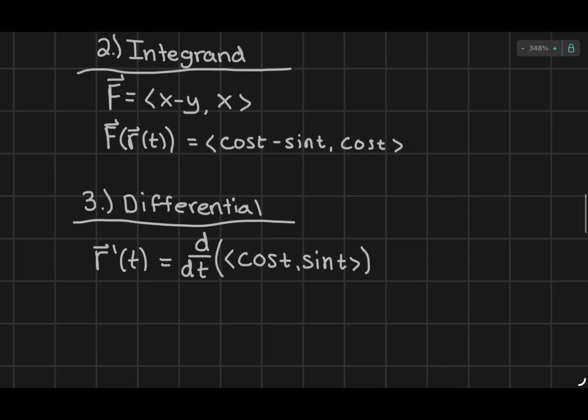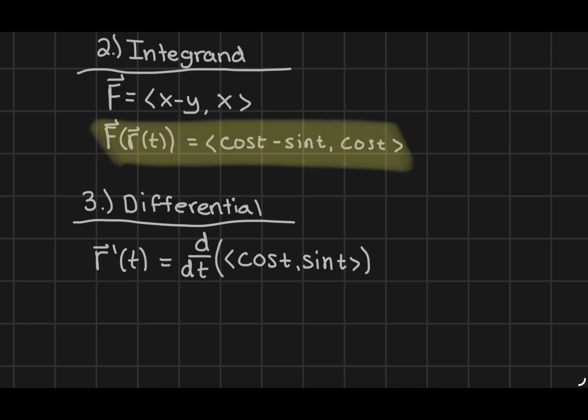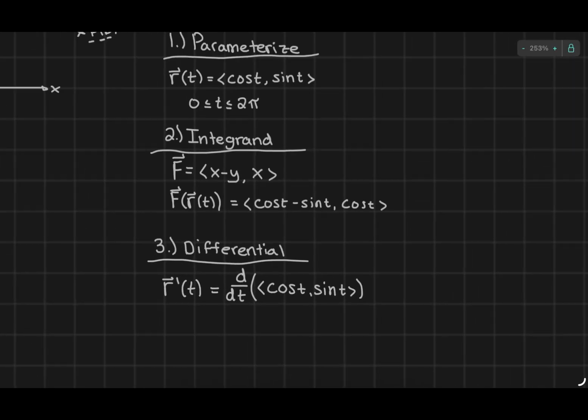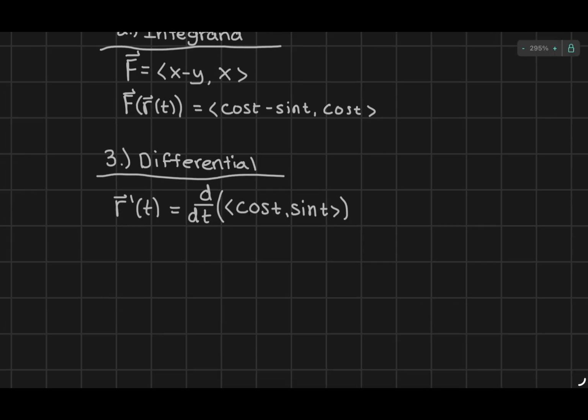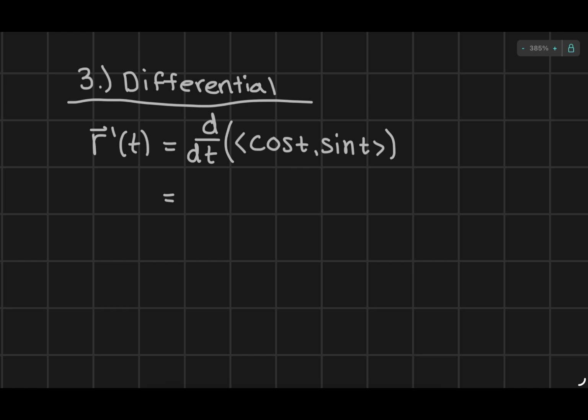A common mistake that one may make is accidentally taking the derivative of our integrand. So we converted our integrand there, and that's a common mistake that some might make, actually taking the derivative of this. You definitely want to check that you're taking the derivative of our parameterized curve. Anyway, the derivative of cosine t with respect to t, we know that's just going to be negative sine t. And the derivative of sine t with respect to t is just going to be cosine t. So that is our differential there.